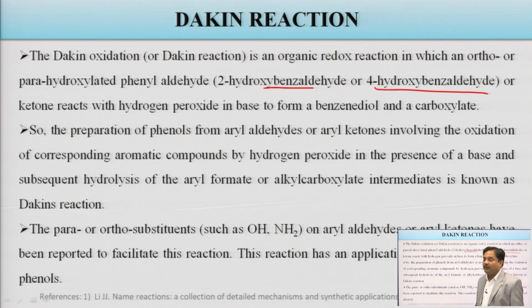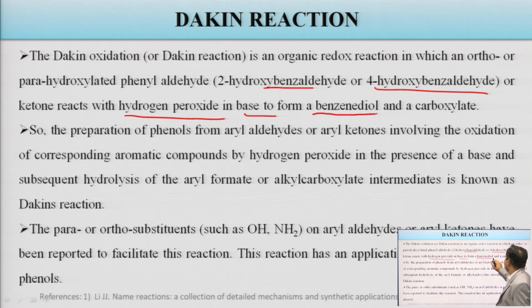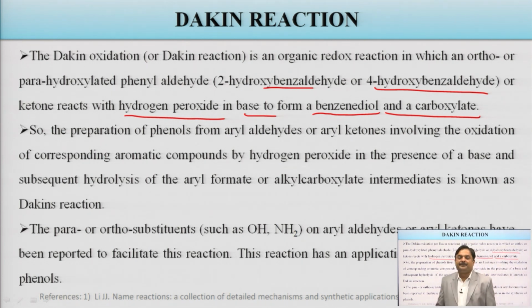or ketone reacts with hydrogen peroxide. It is important that the hydrogen peroxide is used as the oxidizing reagent in base. So, base should also be there, and what will be the product? The product will be benzene diol and a carboxylate. So, we are synthesizing benzene diol by the application of hydrogen peroxide as an oxidizing agent, which oxidizes the ortho or para hydroxylated aldehyde or ketone.